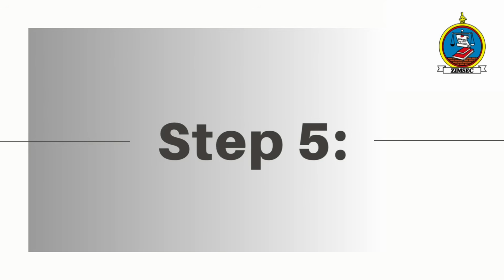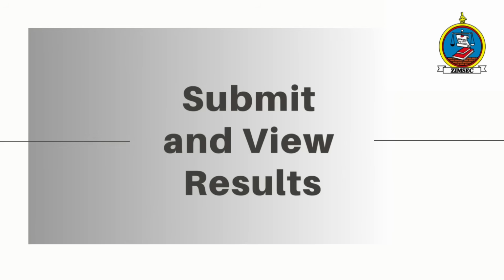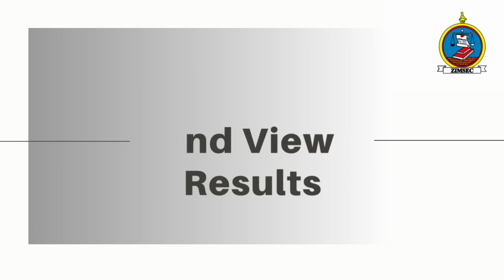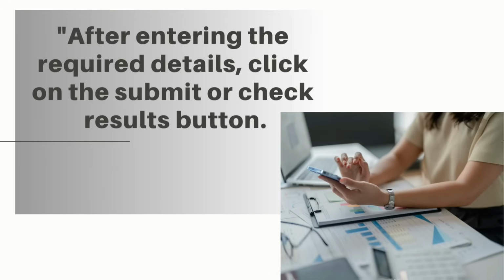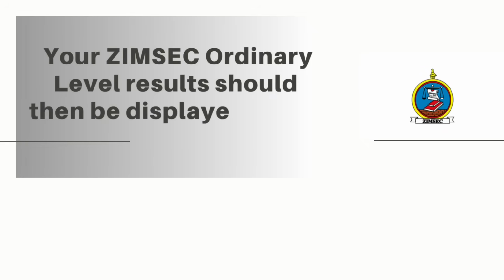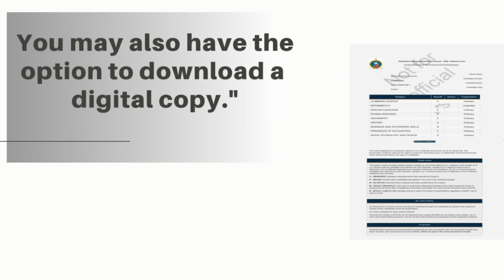Step 5. Submit and view results. After entering the required details, click on the Submit or Check Results button. Your Zimsec ordinary level results should then be displayed on the screen. You may also have the option to download a digital copy.